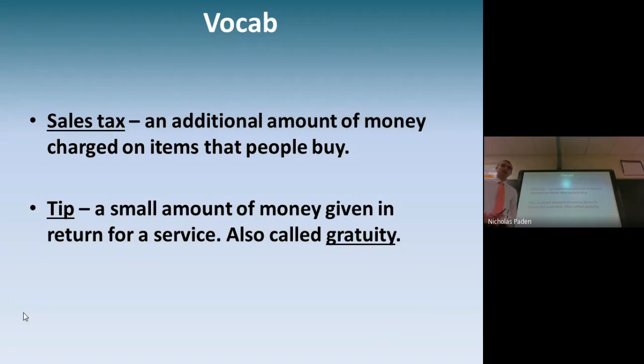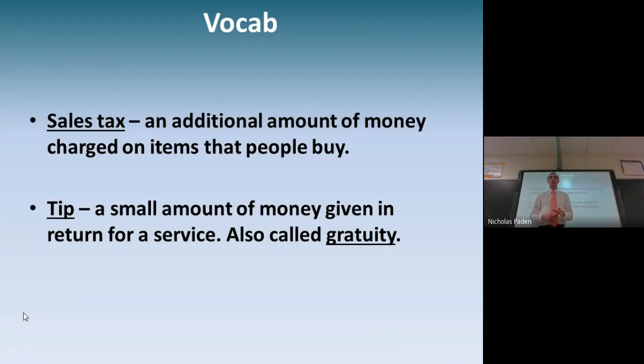So sales tax, the reason why sales tax is in percents is because sales tax is always a percent. And so it depends on the state that you go to as to what the sales tax is. In Indiana, it is, I believe, 7%, and 7.5%, I think. In Kentucky, where I grew up, it was 6%.